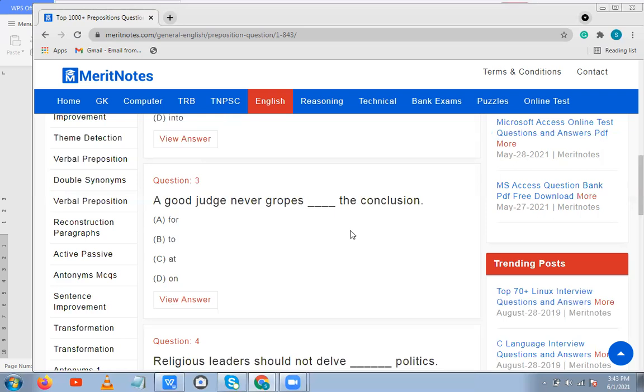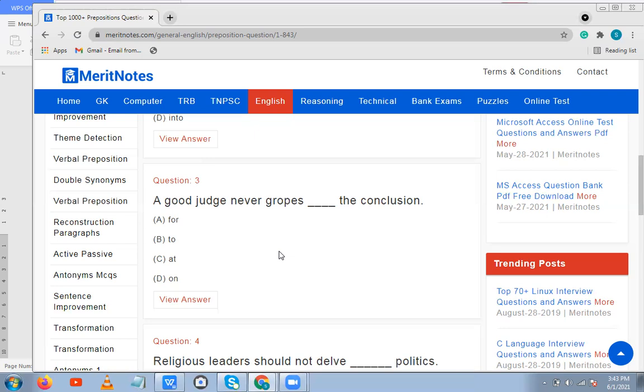Gropes means investigating, putting in too much effort to find out something. Like, he was groping in the dark. He's trying to find something in the dark. A good judge never gropes dash the conclusion.